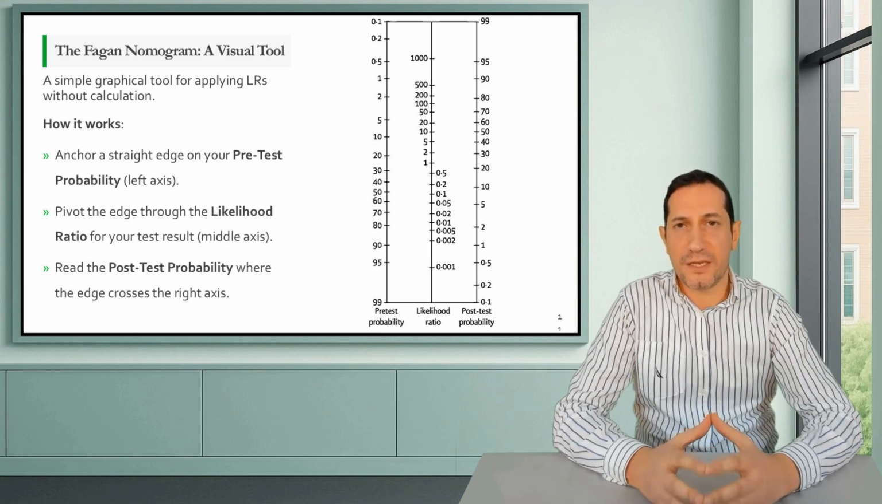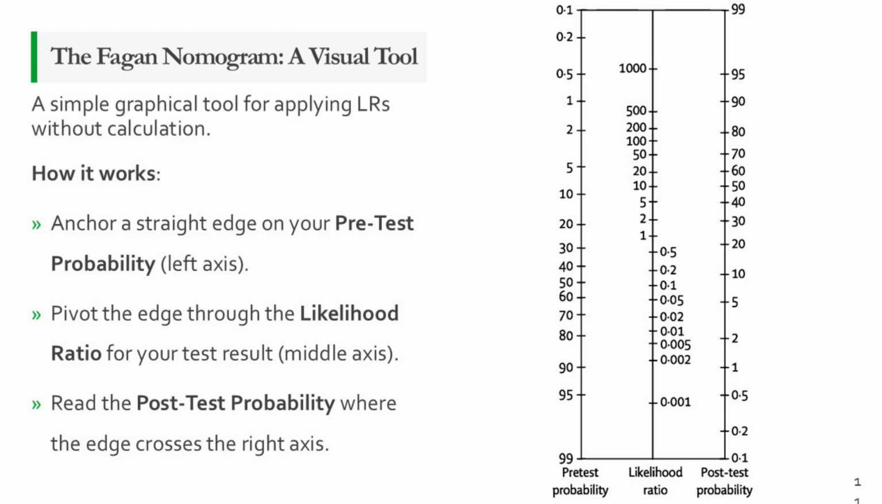post-test probability. To use it, you just take a ruler or any straight edge. You anchor one end on your pre-test probability, in our last example, 30%. You pivot the ruler so it passes through the likelihood ratio of your test, in our case 7.